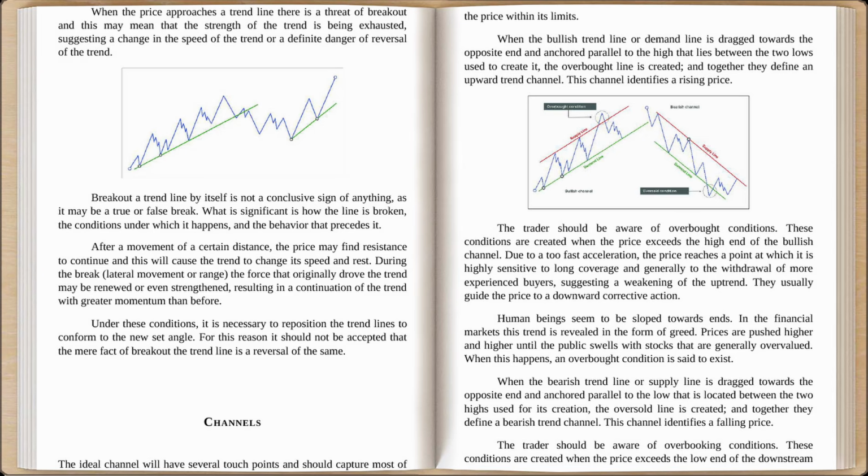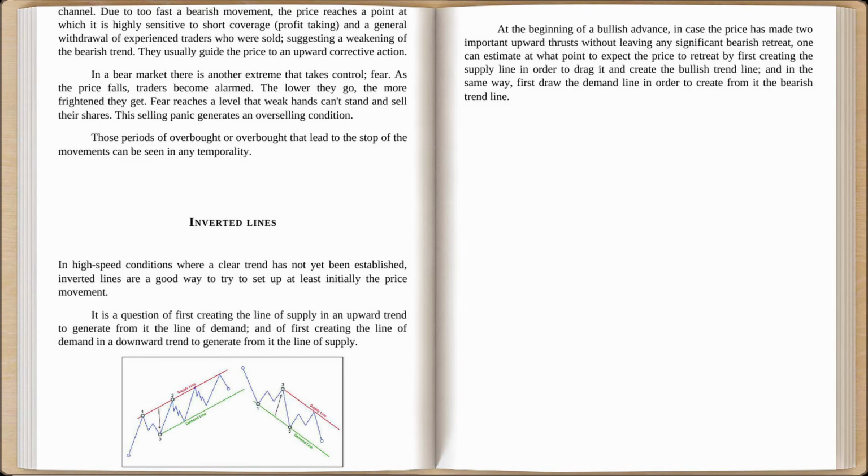The trader should be aware of oversold conditions. These conditions are created when the price exceeds the low end of the downward channel. Due to too fast a bearish movement, the price reaches a point at which it is highly sensitive to short coverage, profit-taking, and a general withdrawal of experienced traders who were selling, suggesting a weakening of the bearish trend. They usually guide the price to an upward corrective action.